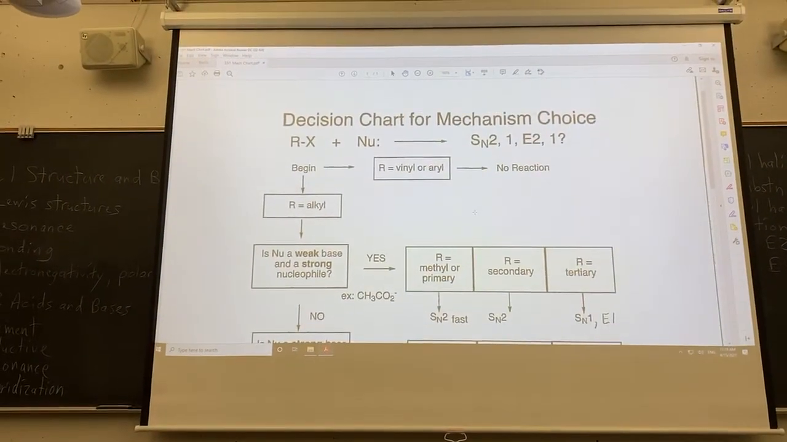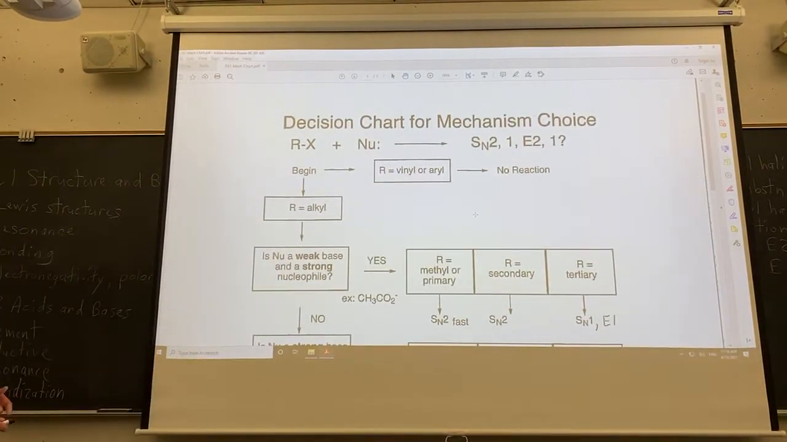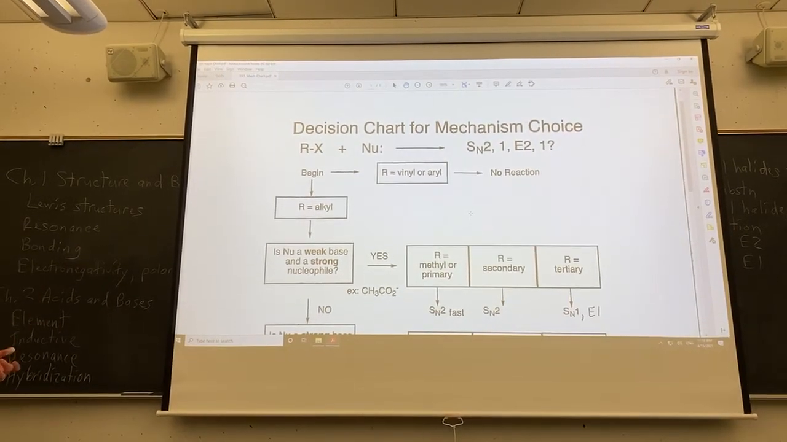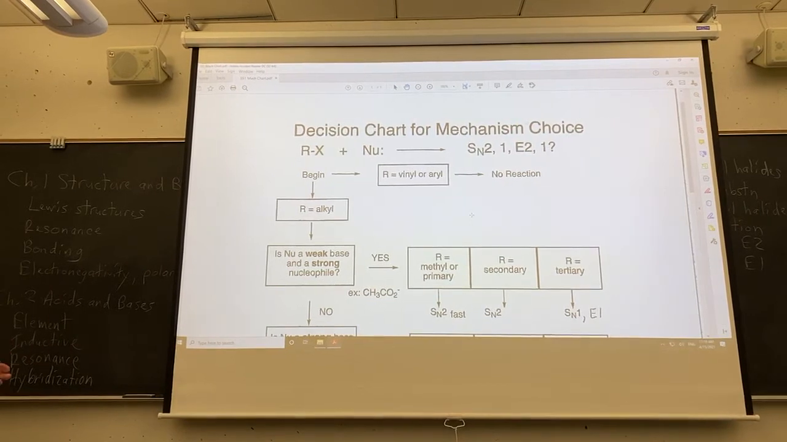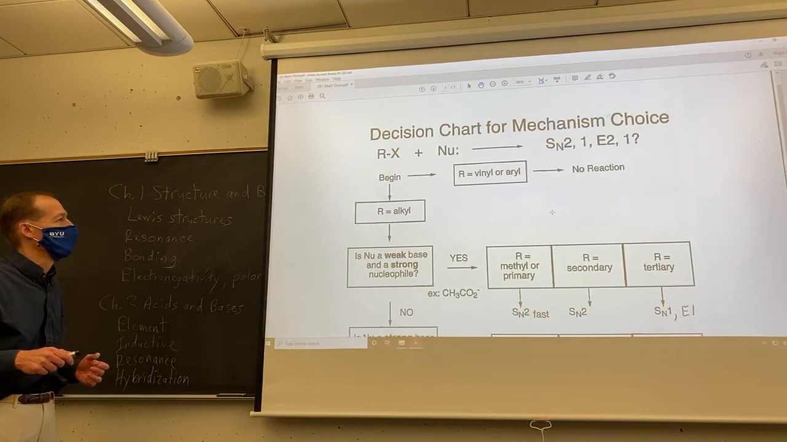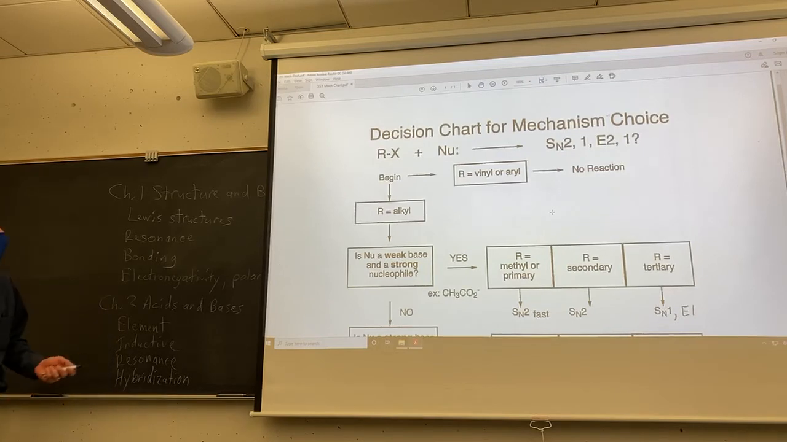So I won't go through this step by step the way that I did when we were covering it, but just a reminder, only alkyl halides undergo these reactions. Vinyl halides actually can undergo E2, but you won't see aryl halides undergo these reactions. So we need to determine whether the reagent is a strong base or a weak base.